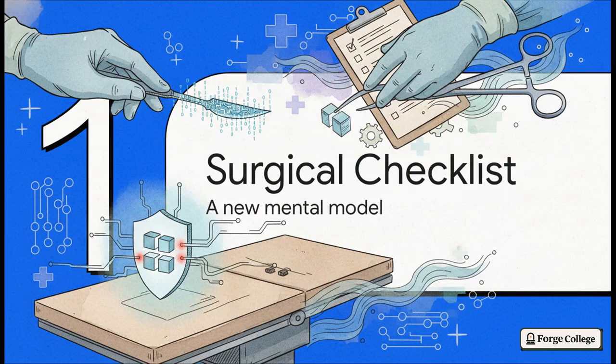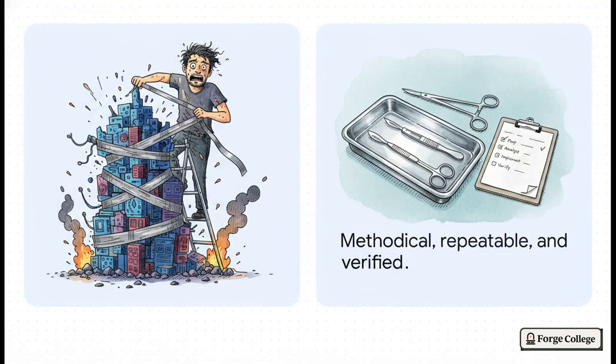All right, part 1, the surgical checklist. I want you to adopt a completely new mental model today. From here on out, you are a code surgeon, and that vulnerable smart contract, that is your patient on the operating table.